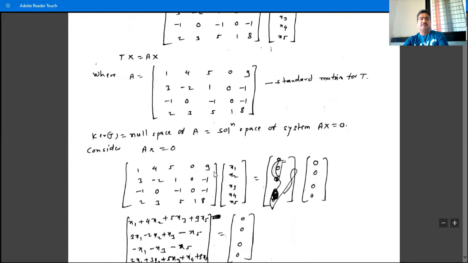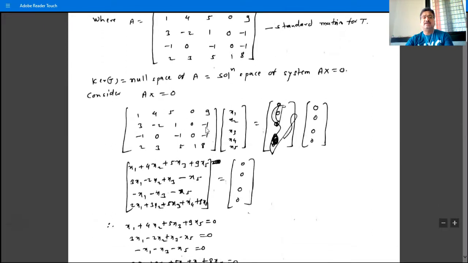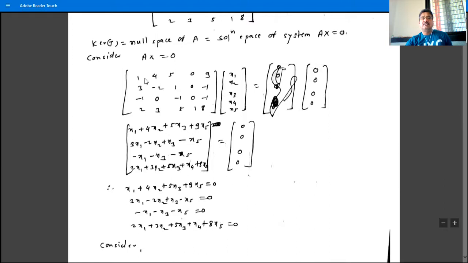And we know that the kernel of T is the null space of the matrix A, and the null space of the matrix A is the solution space of the system Ax = 0. Now in order to find the kernel of T, we have to find the solution space of the system Ax = 0. So consider the system Ax = 0. Write A, X as (x1, x2, x3, x4, x5) = (0, 0, 0, 0), a column matrix containing 4 rows. And then multiply these two matrices.